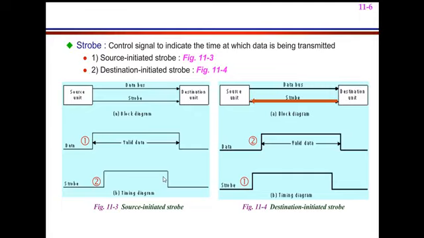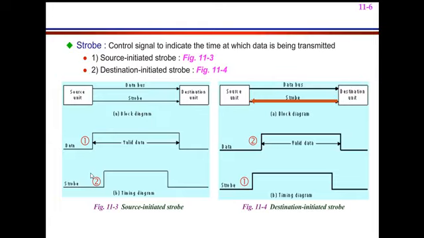Source initiated strobe. The next one is the destination initiated strobe, where the destination gives the information that now send the data, I am ready to accept the data. That is the strobe. The destination sends the strobe to the source, informing that I am ready to accept the data, send the data. After that, the source sends the data. So here step 1 is the strobe and step 2 is the data transmission, whereas in the source initiated strobe, the first step is that the data is transmitted, and later the strobe is transmitted.